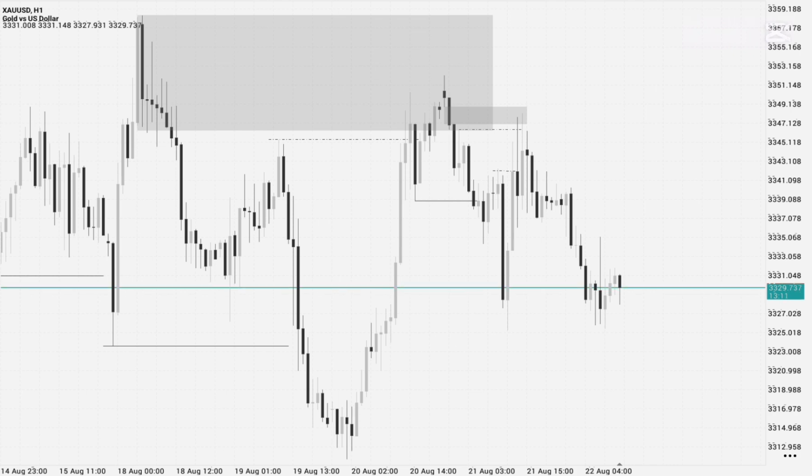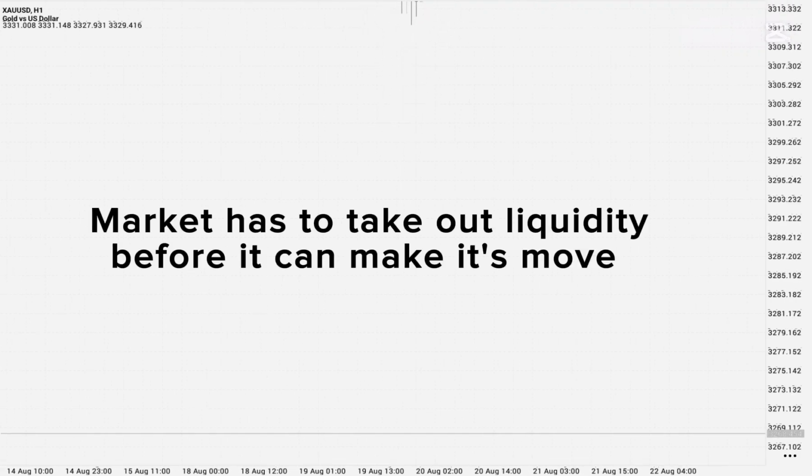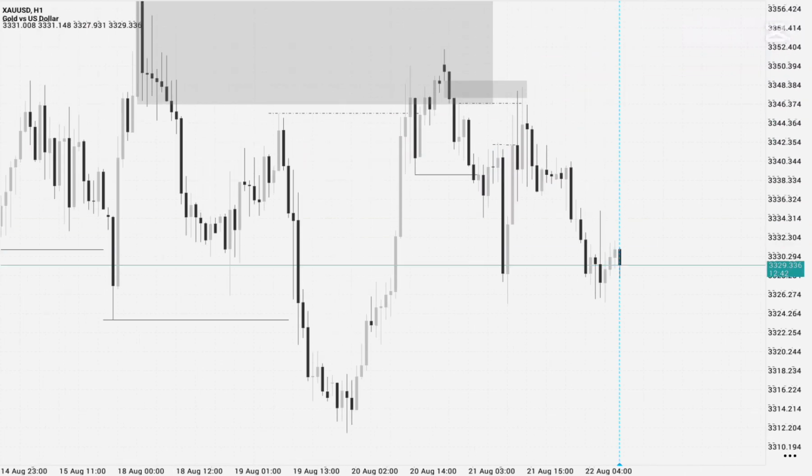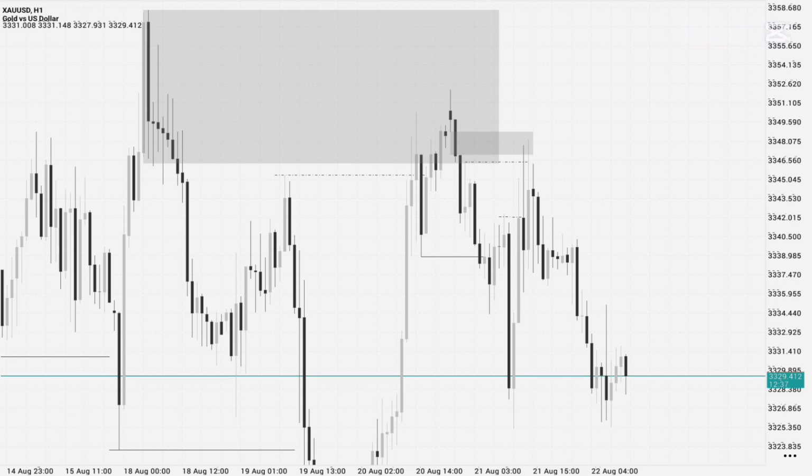Now this is a key point for SMC traders and other traders. If you want to have an increasing win rate, you have to take this key point. Market has to take out liquidity before it can make its move. So you can see, market has to take out liquidity before it can make its move.